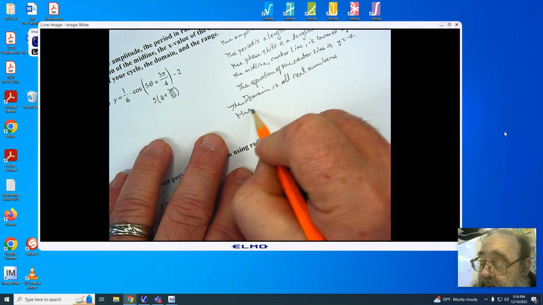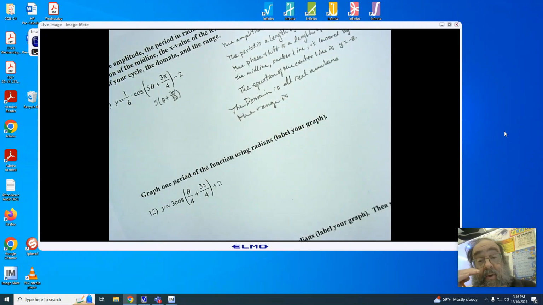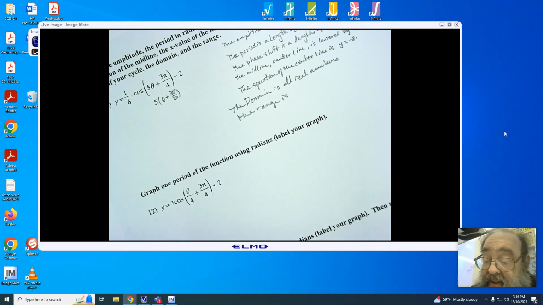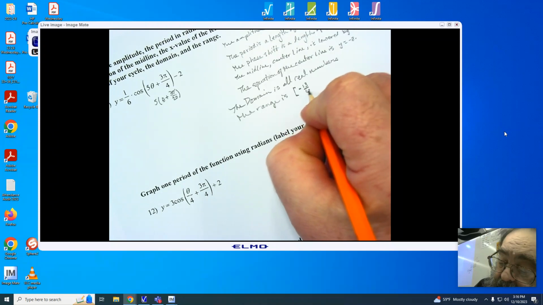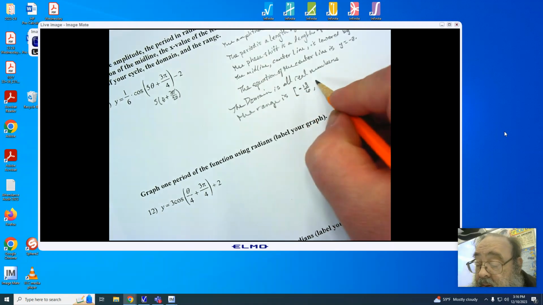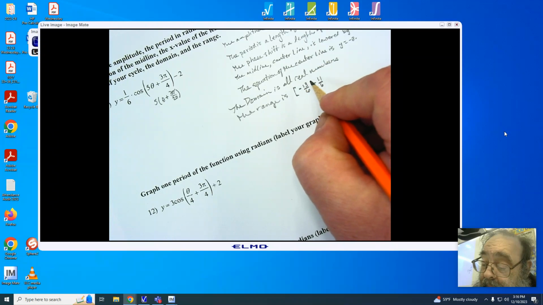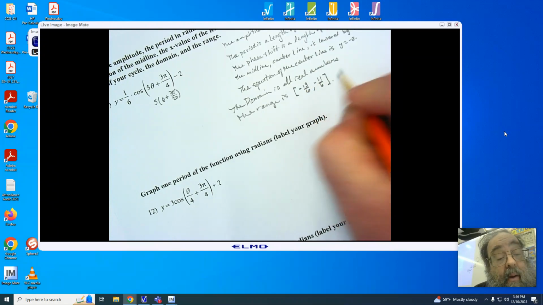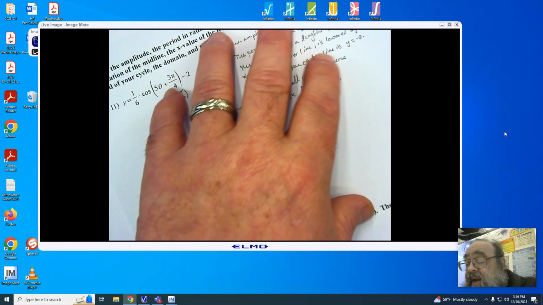The range is. Now we know it's in between 2 values, so we're going to take our center line -2, and we're going to subtract 1/6. That's going to give me -13/6. So I'm going from -13/6, and then I'm going to take that center line -2, and I'm going to add 1/6, and I'm going to have -11/6. There's my center line.